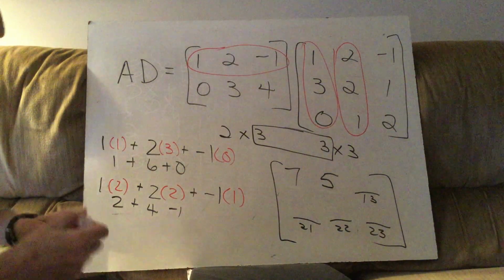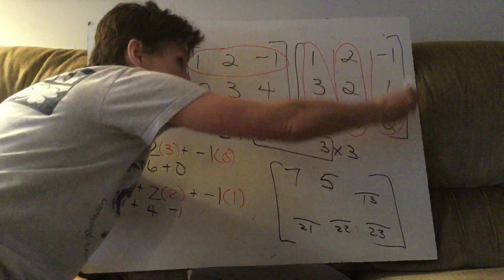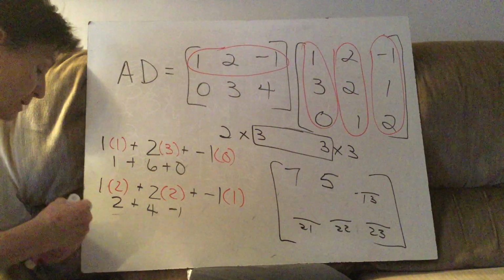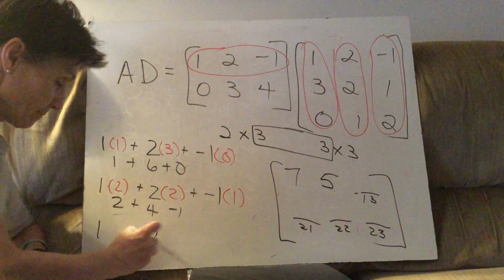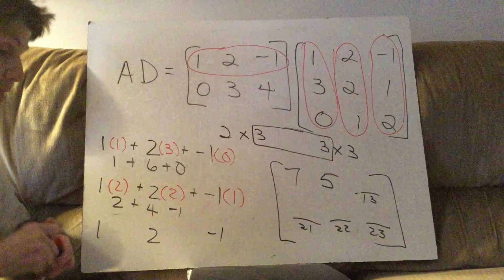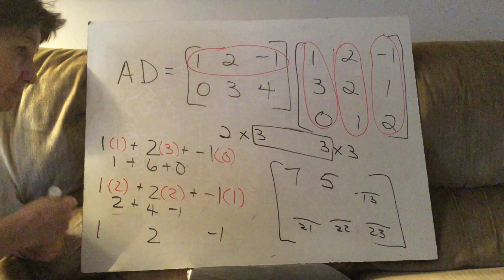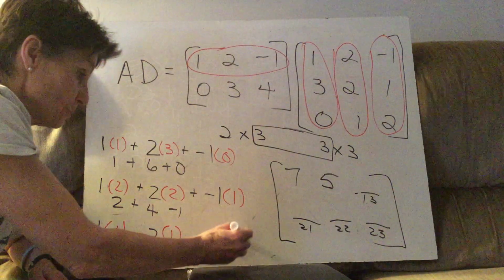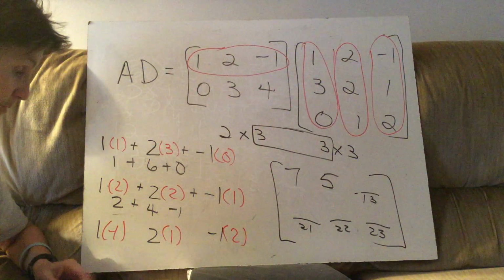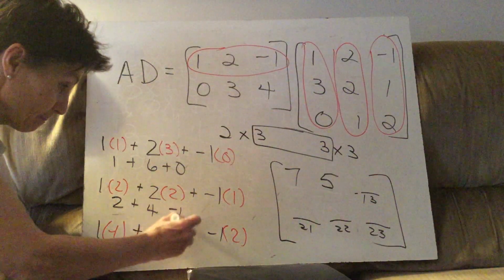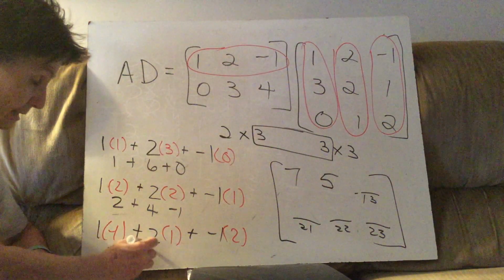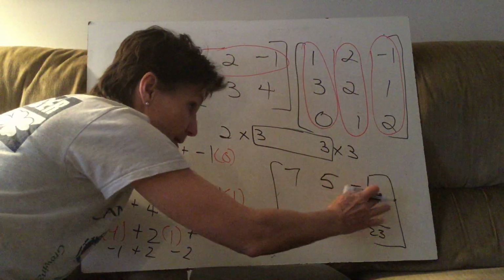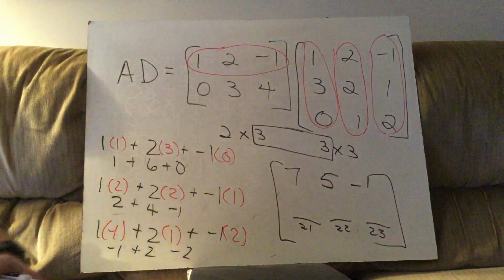And then finally, we'll do the first row of numbers again. So that's still the 1, 2, negative 1. Times the last column, which is negative 1, 1, 2. And I'll multiply each pair and add them up. So I have negative 1 and 2 and negative 2, so it looks like that's going to be negative 1. And there's your top row.